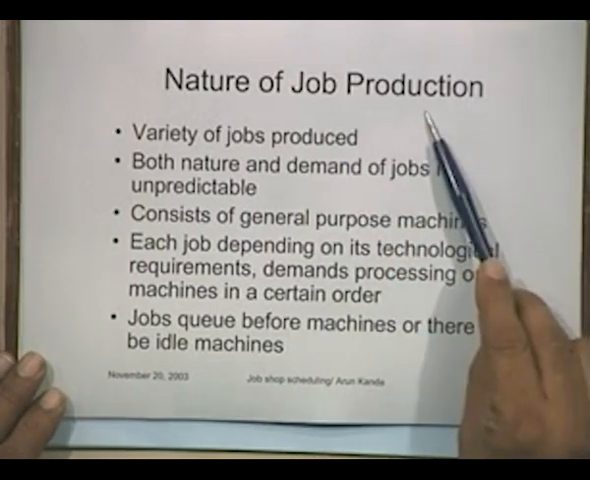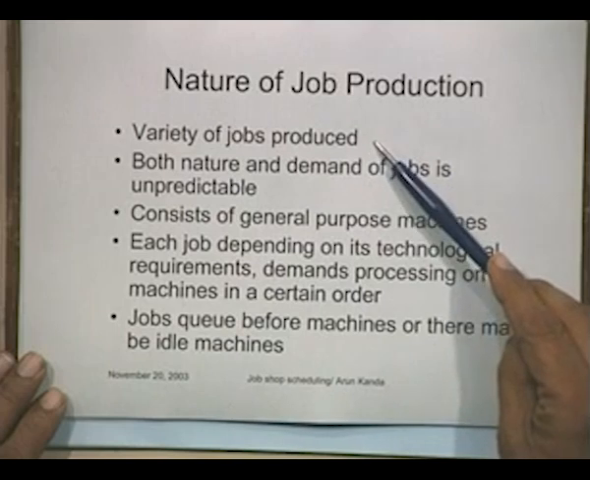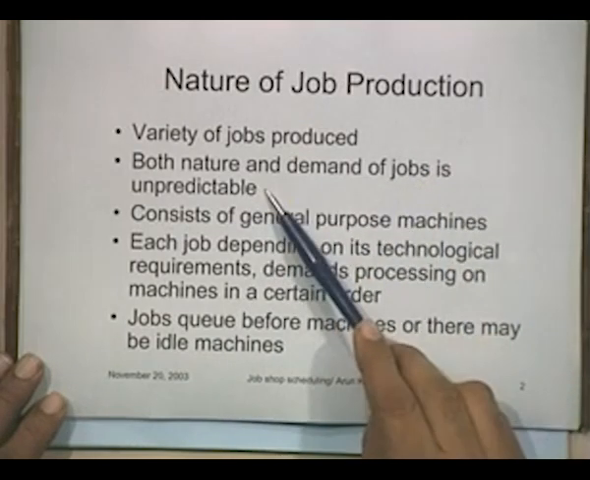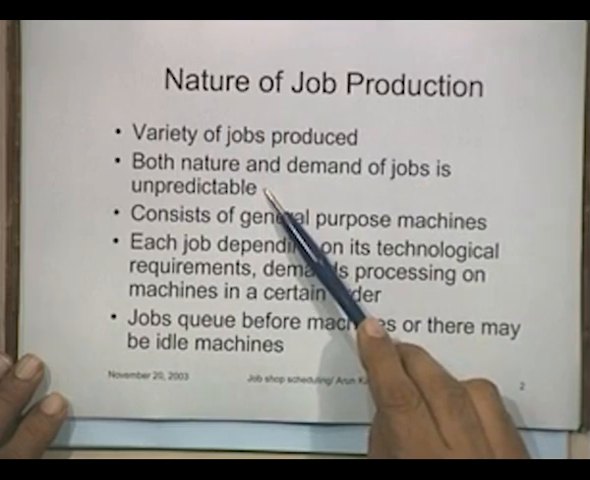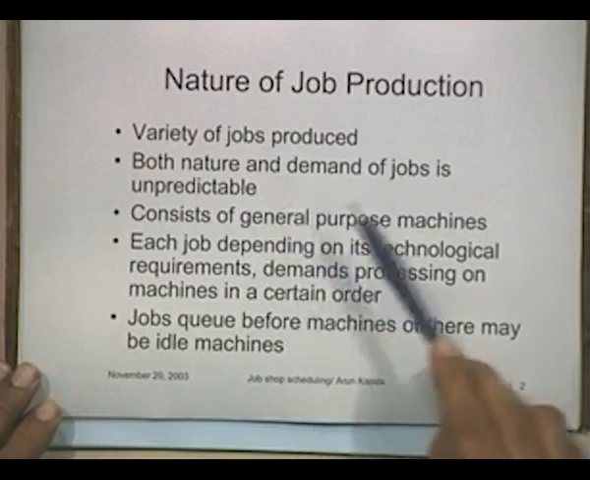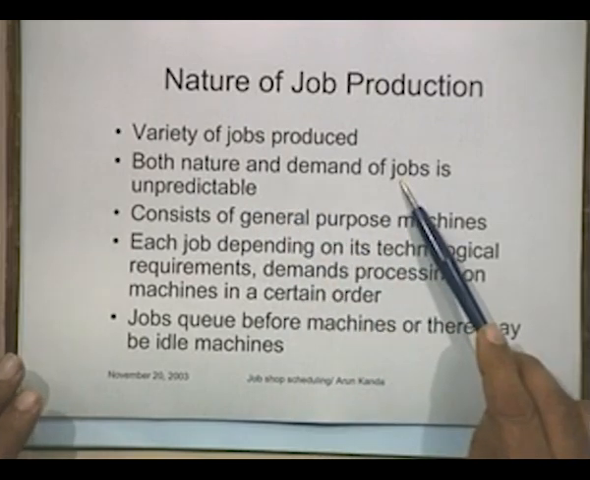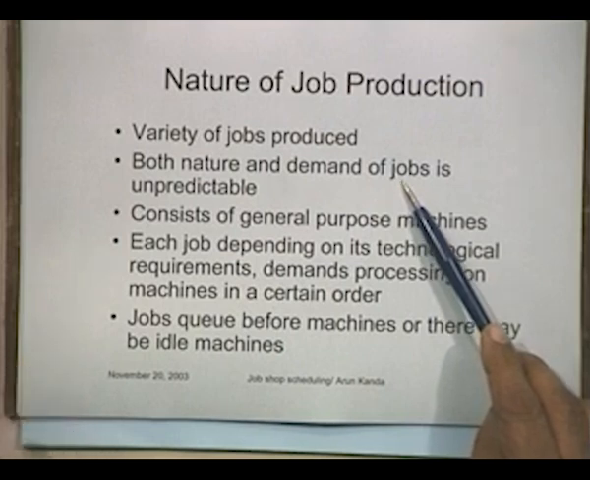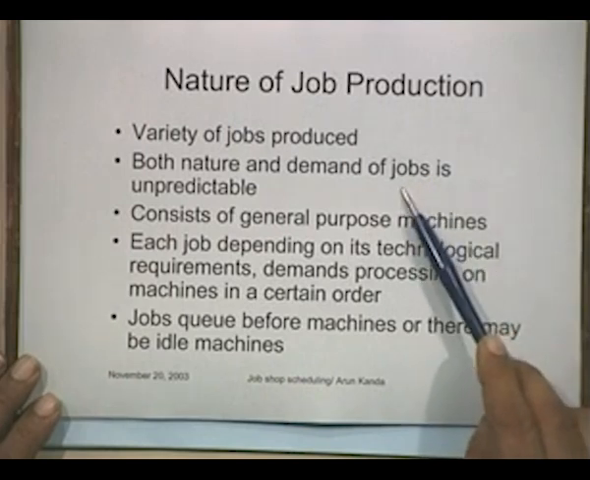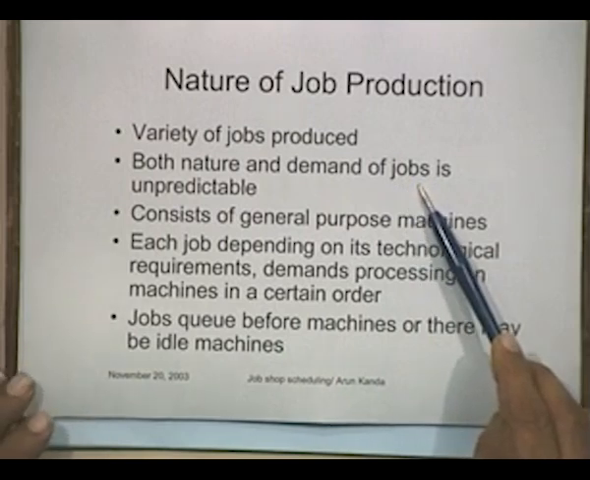In a typical job shop, a variety of jobs are being produced. And both the nature and the demand of jobs is unpredictable in a typical job shop situation. You can contrast this with batch manufacturing, where you are sure about what you have to produce, and you are typically producing those very quantities at predetermined intervals. But the nature of the job shop is that, depending upon the kind of jobs which emerge, there is a much greater degree of unpredictability.